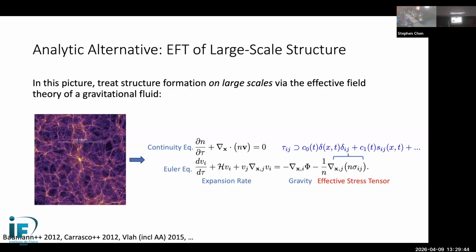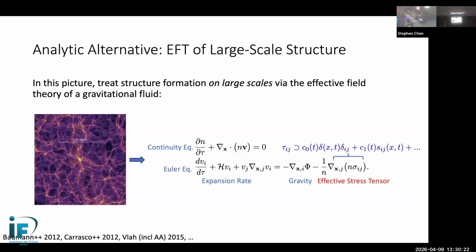So just to give a review, the alternative to doing the simulations is to say the following. If I look at this picture and I zoom out far enough, on a very large scale, it turns out that the structure formation of the universe actually behaves as the effective field theory of a gravitational fluid, right? So when I zoom out far enough, the behavior of dark matter is really quite simple. It obeys the continuity and Euler equations. And the only way you would know that something more complicated was going on is that the effective stress tensor here in this term is sourced by the nonlinear structure, the small scale nonlinear clustering of dark matter. And so it sources in this stress tensor a response to the long wavelength perturbations of the field.